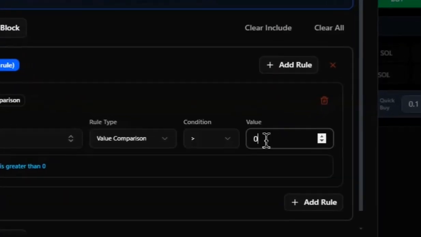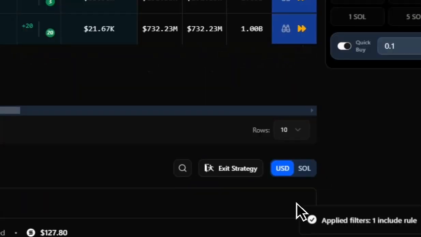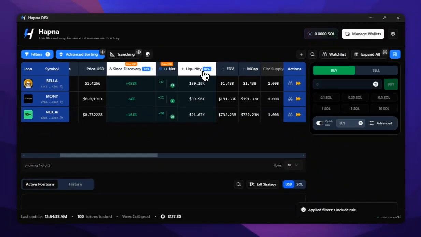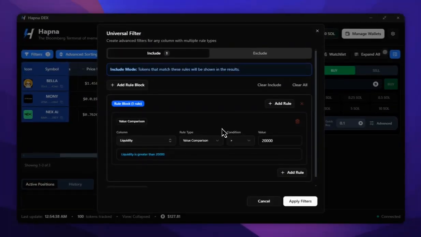set. Let's say, for example, I want to see only liquidity greater than 20, and there you go. So now the sorting is much more powerful because you're only sorting on a set result, on a limited result. You're not sorting the entire table, which might contain hundreds of meme coins. So it's like you're trimming and then using a funnel, trimming and then using a funnel.